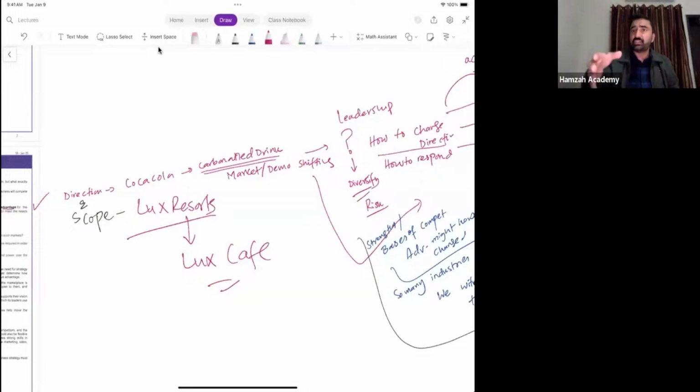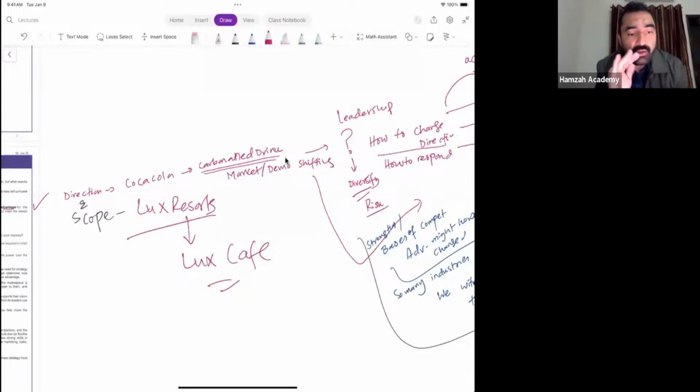So, what do you think? Is this strategy successful or not? Is this strategy working or not? I'm asking you this question. Let's have a quick little discussion. Is this strategy of Lux Resorts, developing Lux Cafes, working? So, what do you think? What can be the reason?